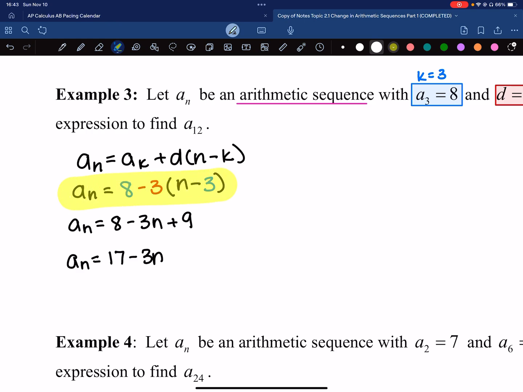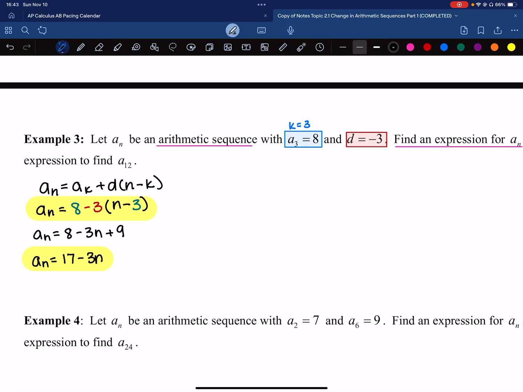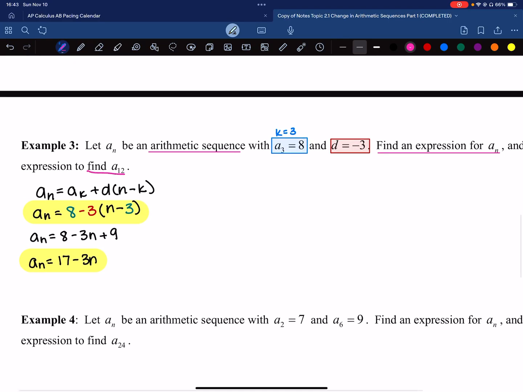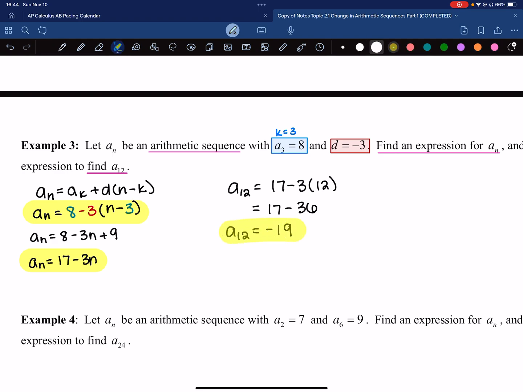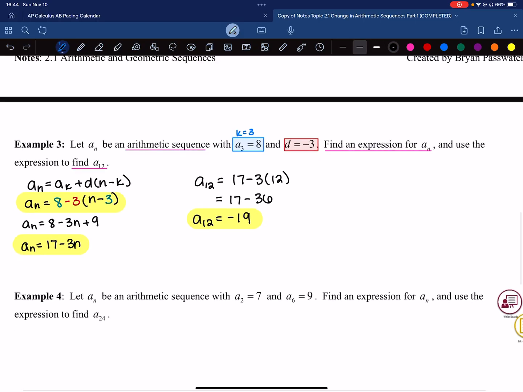This would be an acceptable answer, and this would be an acceptable answer. Now you can use that equation to find the 12th term, because that was the second one. Find a sub 12. So a sub 12 equals 17 minus 3 times 12. That would give us 17 minus 36. And so a sub 12 would equal negative 19. If you wanted to use the first highlighted equation, you would get the same answer.